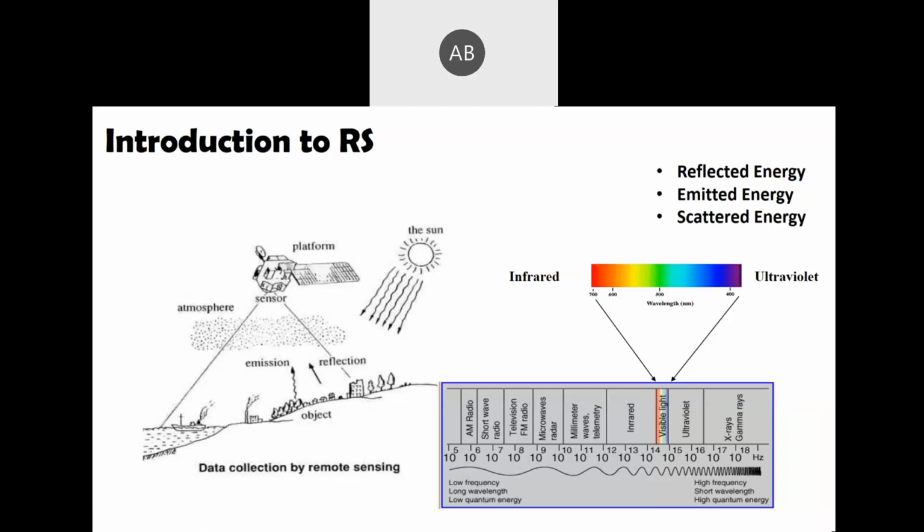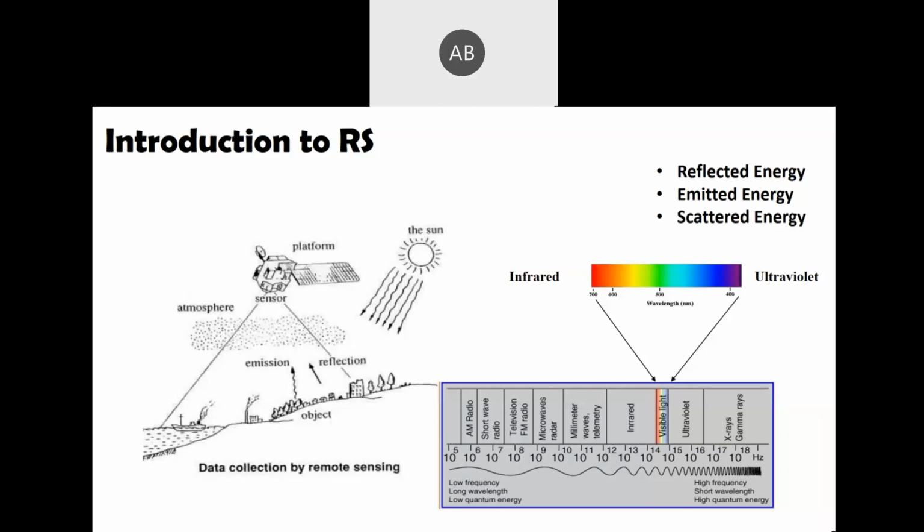So basically there are three kinds of energies. One is reflected energy, as you can see on the right hand side of the screen. The second one is the emitted energy. Emitted energy is when the energy from the sun is received by the particular object, it absorbs that particular wavelength and radiates in a different wavelength. So that is the emitted energy. That energy also can be captured by the sensor.